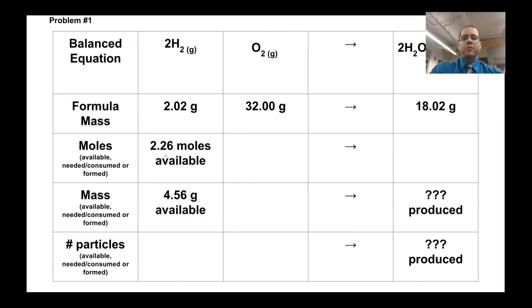So if we have 2.26 moles of hydrogen available, you should have found that we need half as much oxygen because it's a 2 to 1 ratio. So if there's 2.26 moles of hydrogen, we should have 1.13 moles of oxygen that are used up in this reaction. Now, because the same ratio applies for hydrogen to water, it's an equal amount. If we have 2.26 moles of hydrogen gas, we should make 2.26 moles of water.